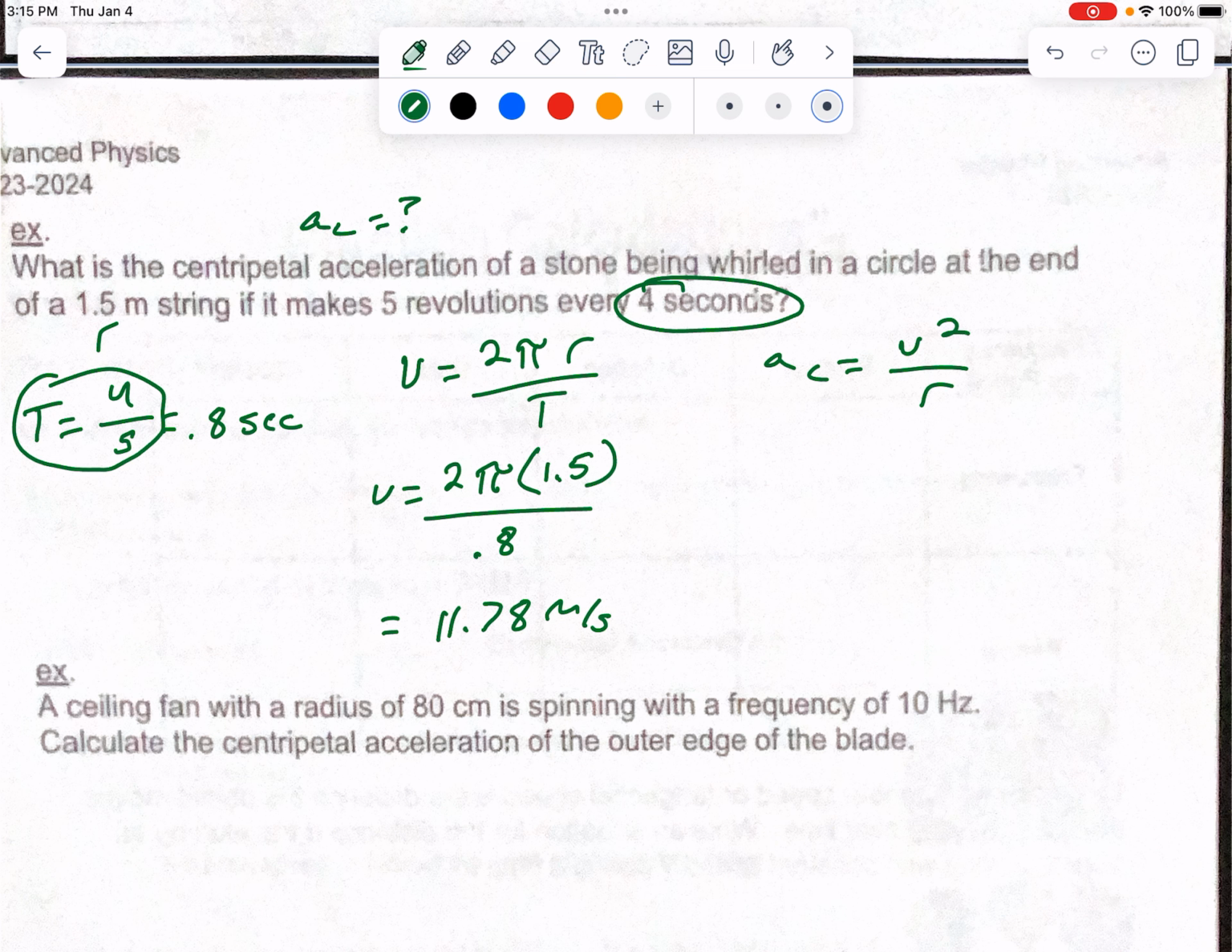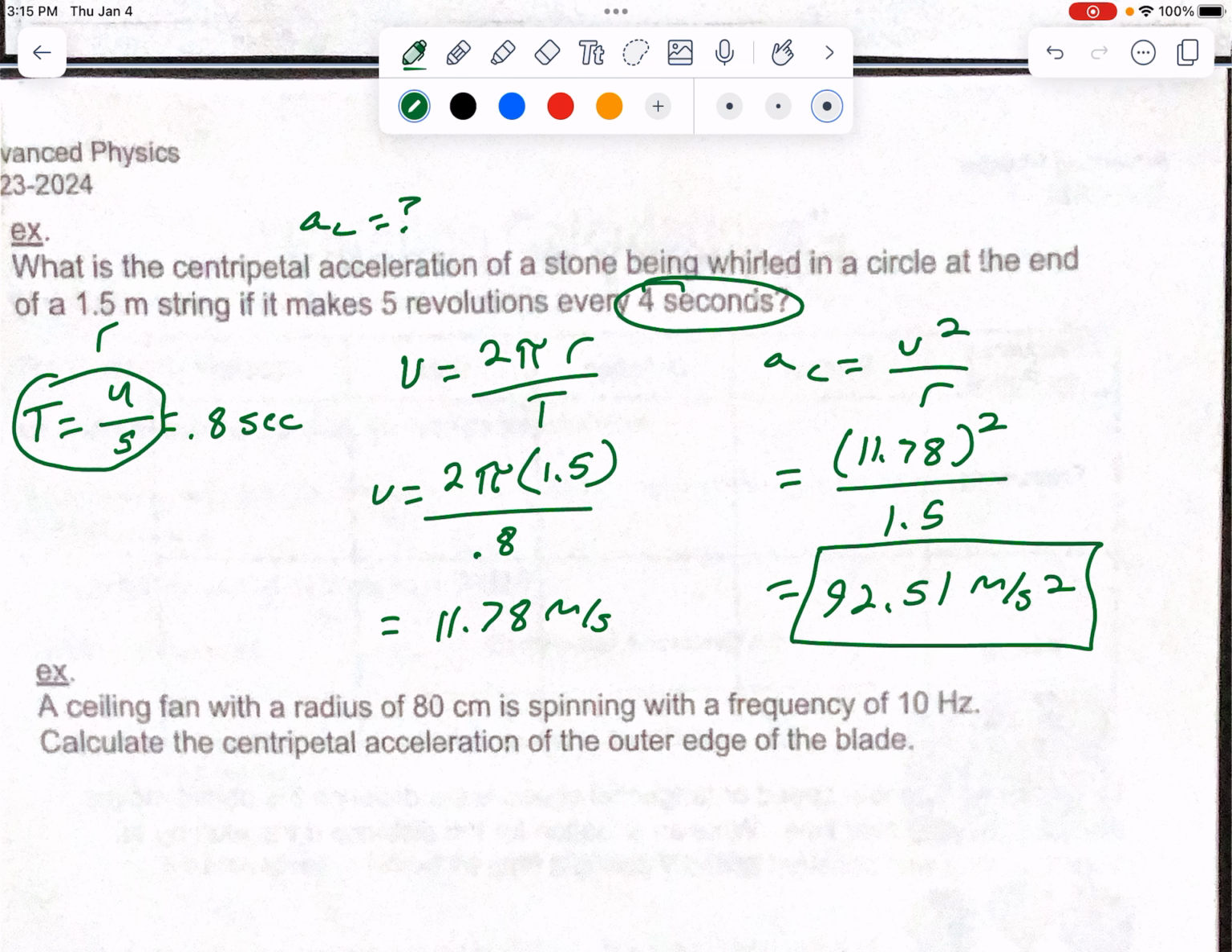Now what we're going to do is take that velocity and bring it over here to V squared over R. So I'm going to take that 11.78 squared over R, and that's 1.5. And we get 92.51 meters per second squared. And there's your final answer there.